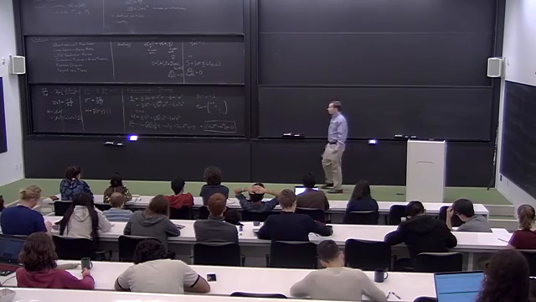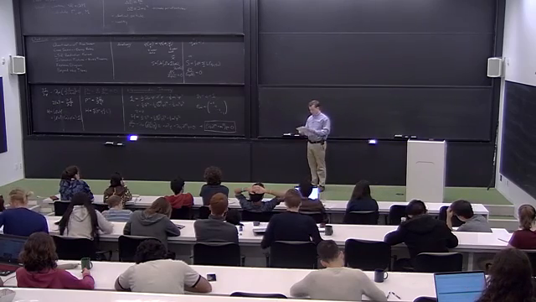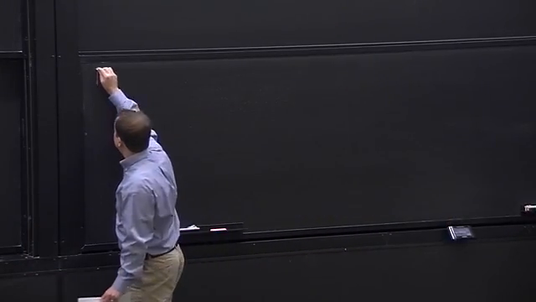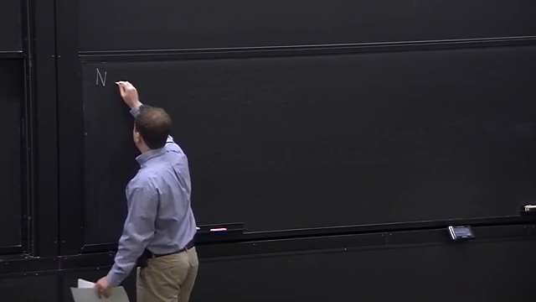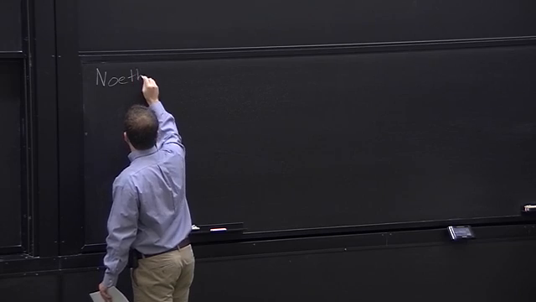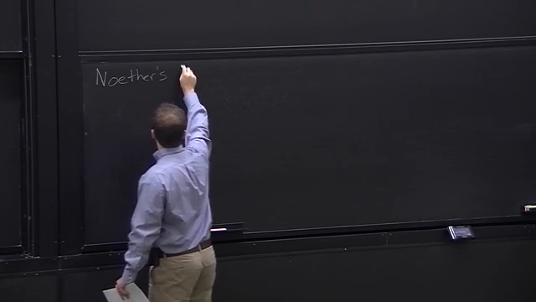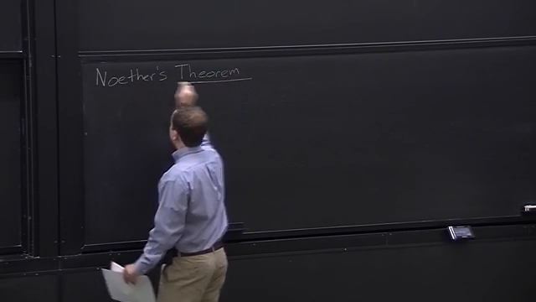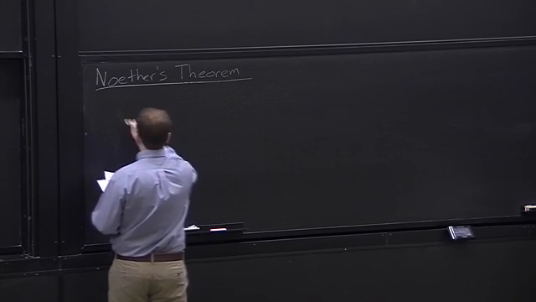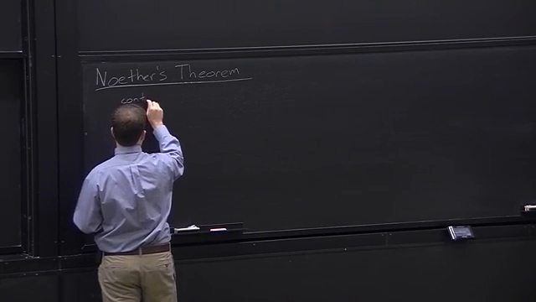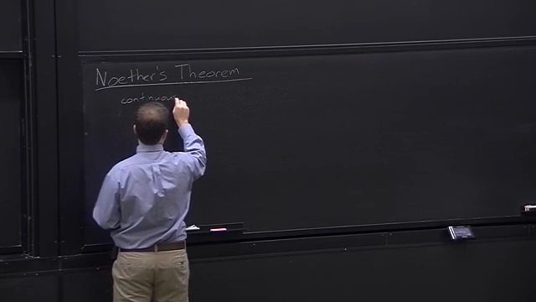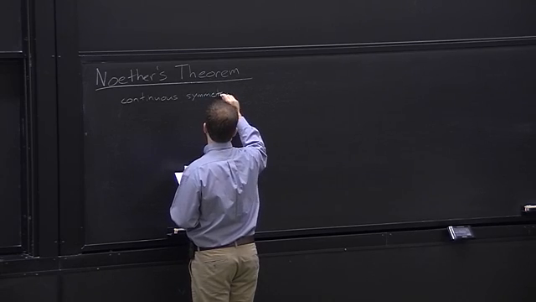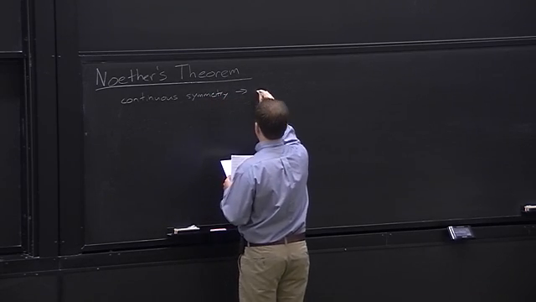So the other result from classical field theory that I'd like to discuss, apart from this Klein-Gordon theory, is Noether's theorem. What Noether's theorem says is, for every continuous symmetry, there's a conserved current.